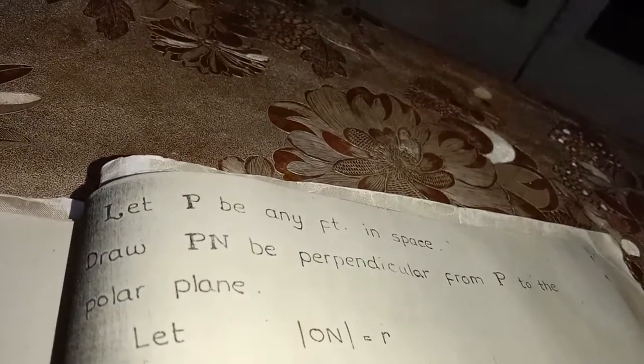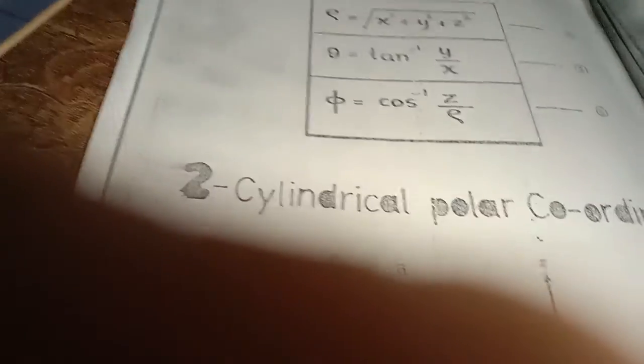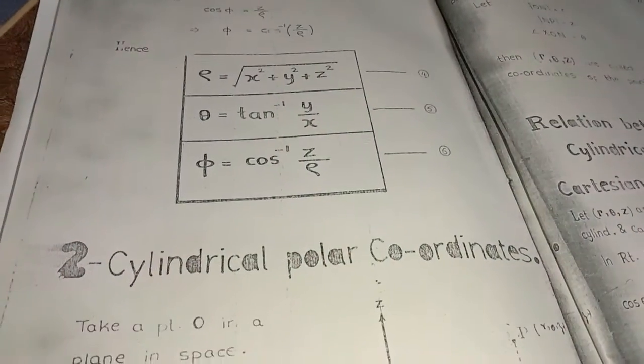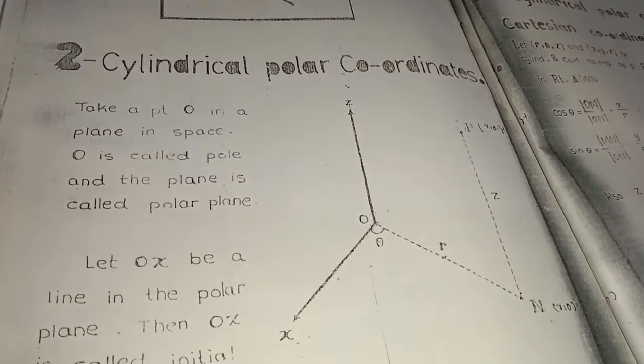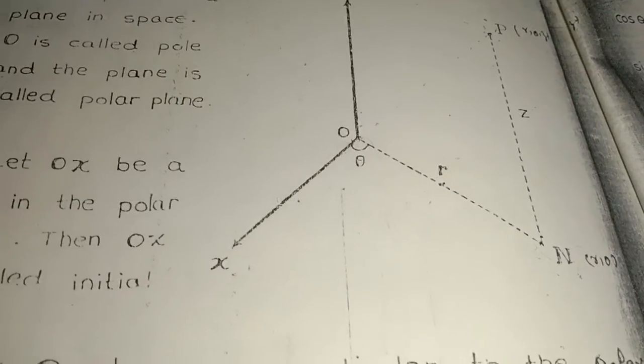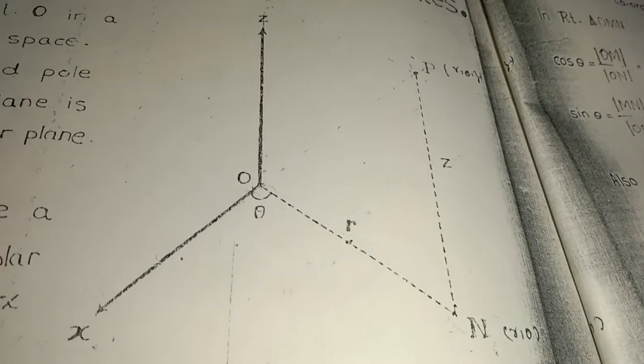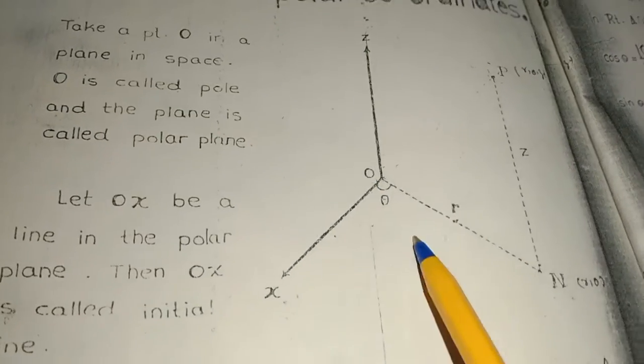Let P be any point in space. Draw PN perpendicular from P on polar plane. Let ON is equal to R, and NP magnitude is equal to Z. Angle XON is equal to theta. This is the angle XON, which is theta. Then R, theta and Z are called cylindrical polar coordinates of the point P.